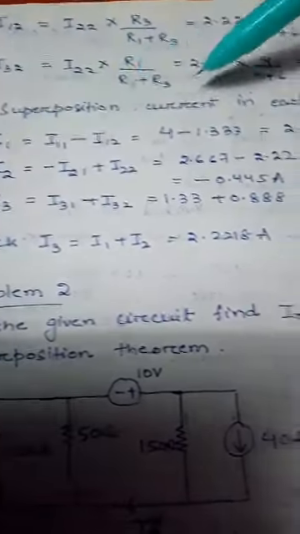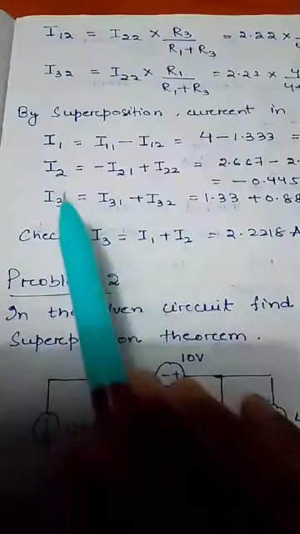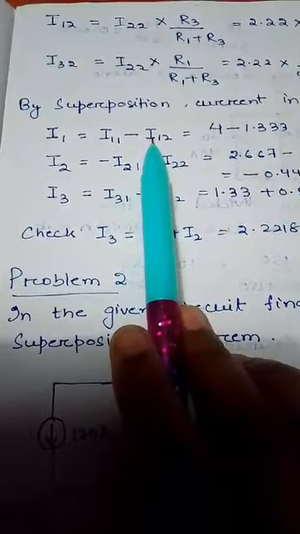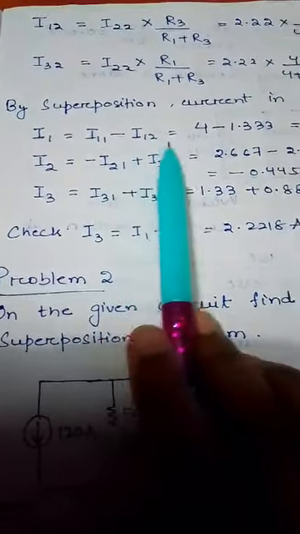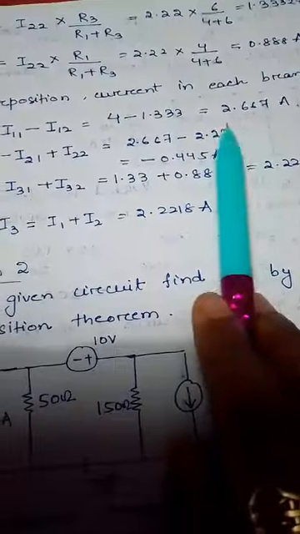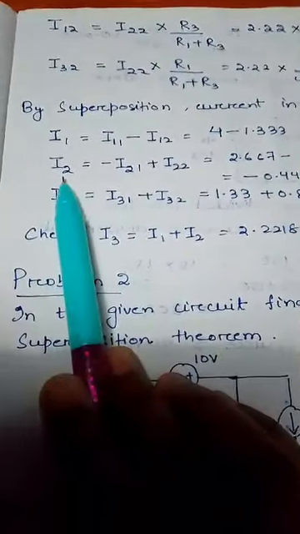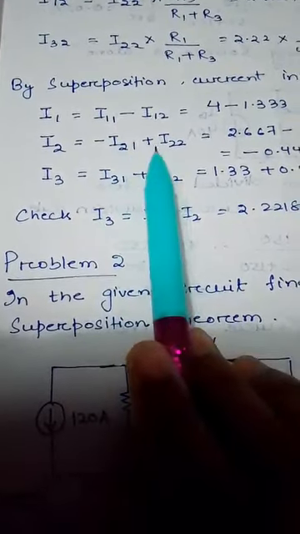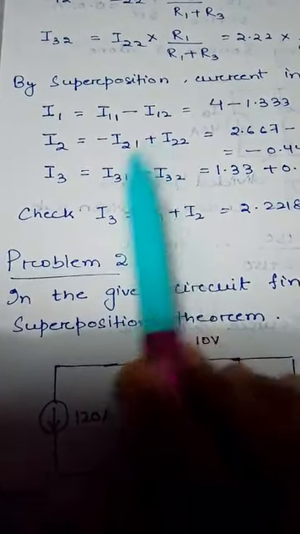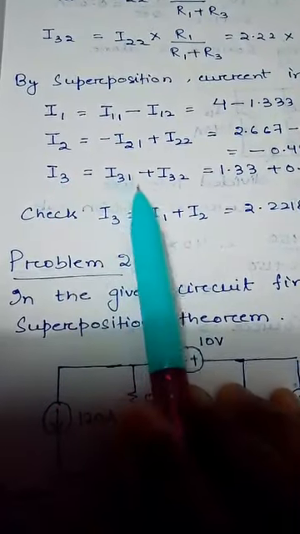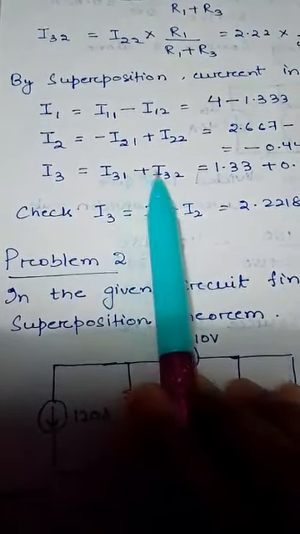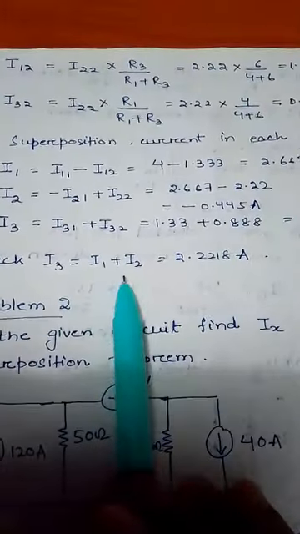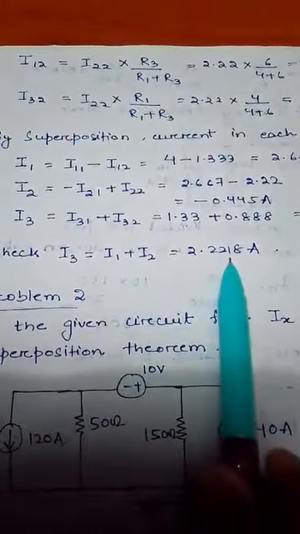Now by the principle of superposition, the current in branch 1, I1, is equal to the current in branch 1 due to source 1 minus the current in branch 1 due to source 2, because the directions of the currents are opposite. So we get a result of 2.667. Similarly, in branch 2 it is the current due to source 1 plus the current due to source 2, and similarly in branch 3 we are adding because the direction of the current is the same in both cases. We can check that I3 equals I1 plus I2, which is 2.2218 ampere.